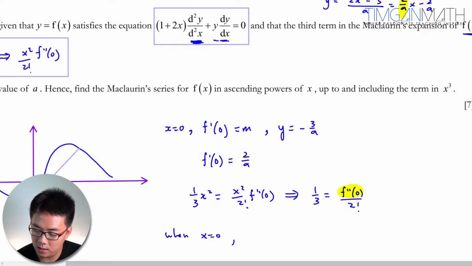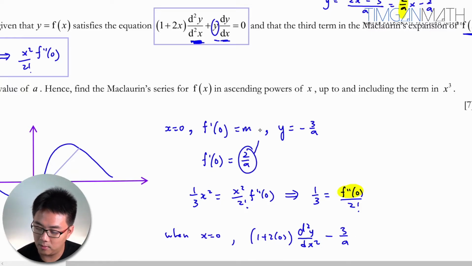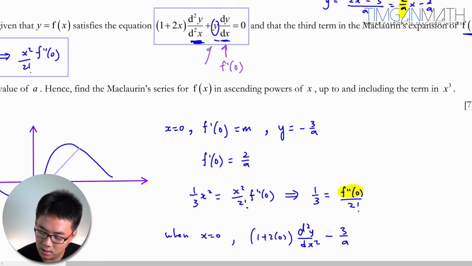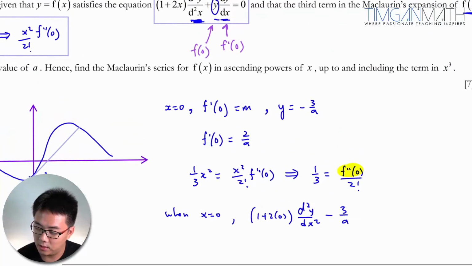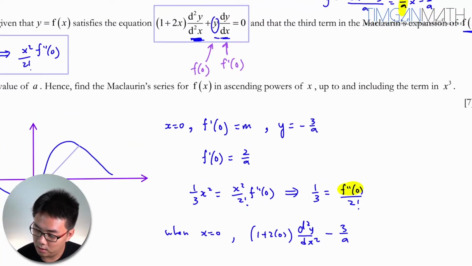The whole equation here will be 1 plus 2 times 0 times y double prime, and then y is minus 3 over a. So this is minus 3 over a. dy/dx would be minus 2a. So I'm just going to write this as f prime 0. Okay, this is f 0.